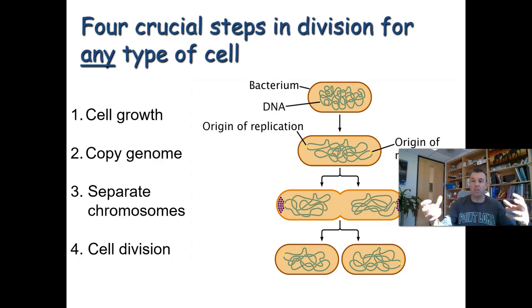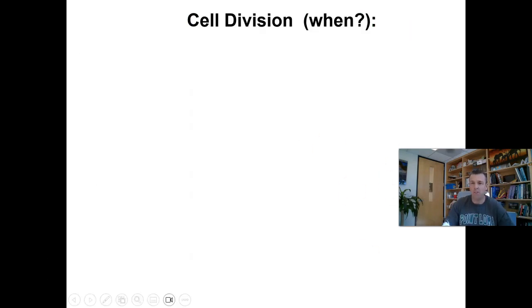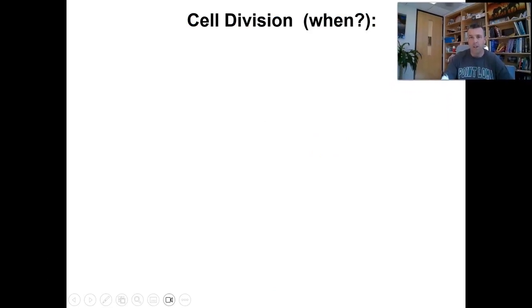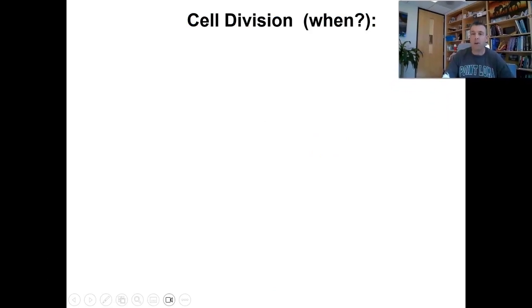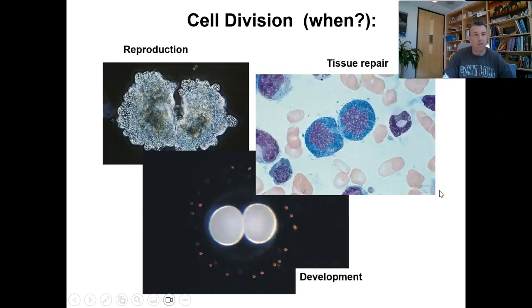We can't have 2 daughter cells, one which has multiple copies of chromosome 4 and the other has no copies of chromosome 4, and vice versa. So we have to send 1 exact copy of the entire genome to each cell, and then that allows for cell division. Right? So when do you think cell division needs to happen? Well, it's pretty rare and it needs to be tightly regulated, and in the absence of regulation, that's what causes cancer. But normally, cell division occurs during reproduction.